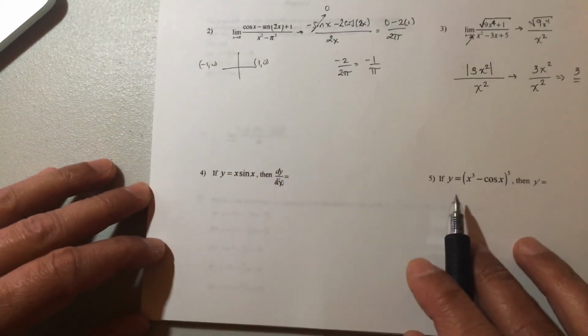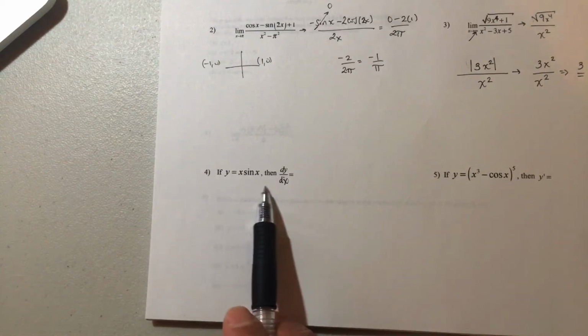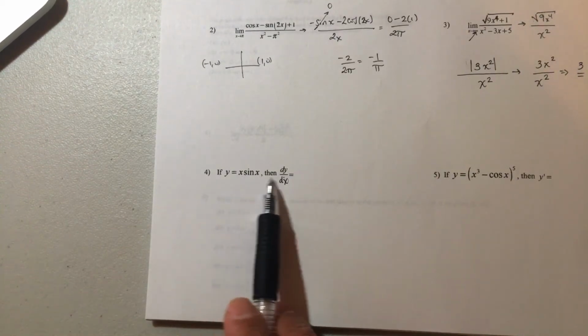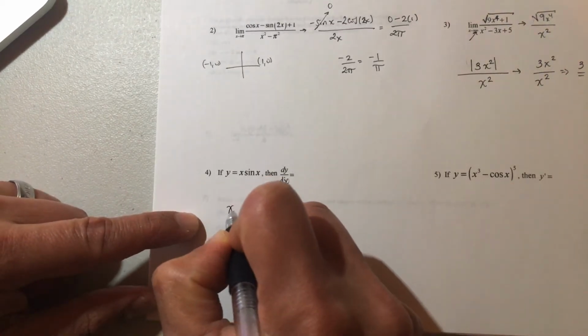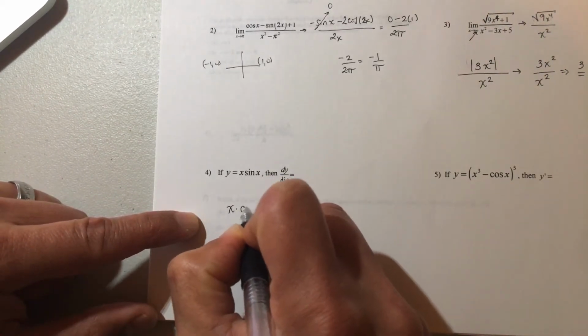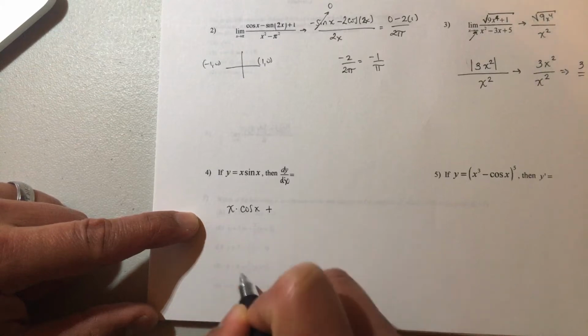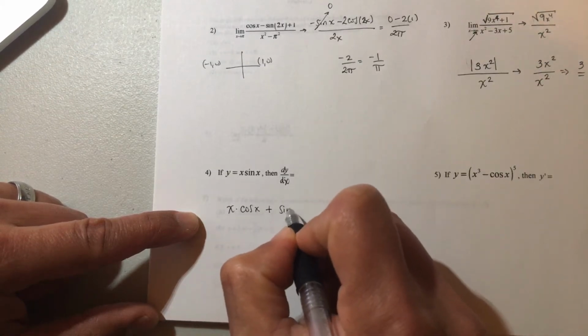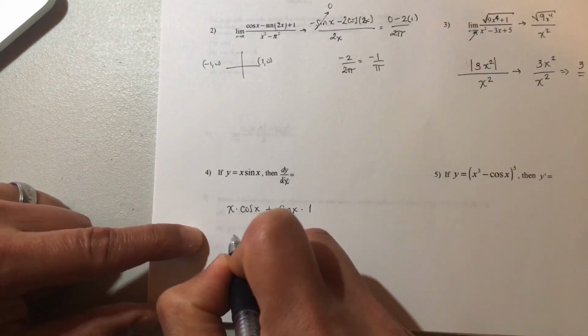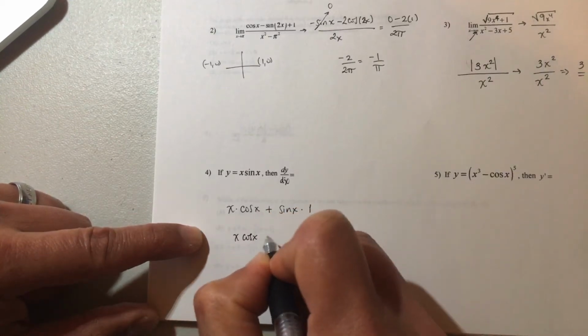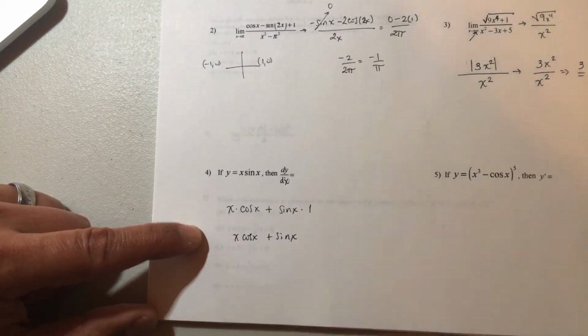All right, guys, number 4. What about this one? This guy is the product rule. Okay, so the first times the derivative of the second, the derivative of sine is cosine, plus the second times the derivative of the first, the derivative of x is 1. So you should get x cosine of x plus sine of x. All right.